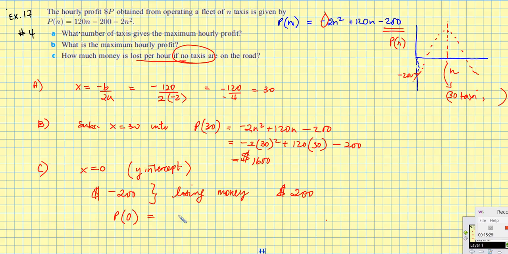Okay? And the alternative way of doing this would be to just put in P at number of cabs being equal to 0, which is equal to negative 2 times 0 squared plus 120 times 0 minus 200. And that would give us negative 200. So you would lose $200.